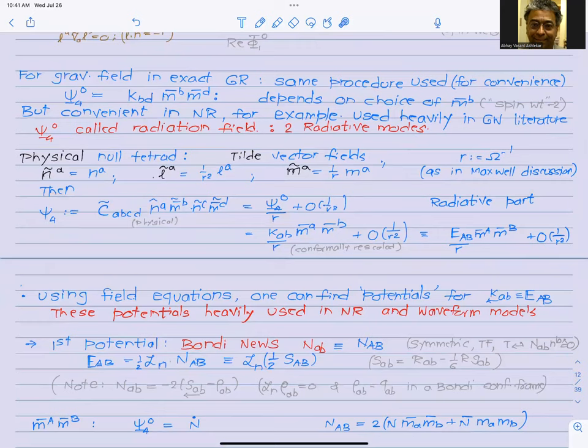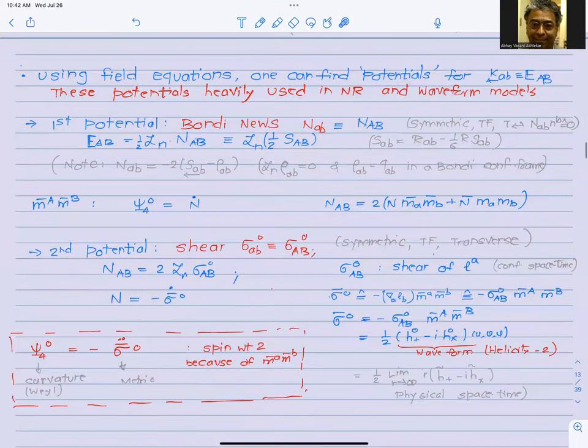And just like in Maxwell theory, where we took the Maxwell field and plugged into it n and m, here I'm plugging in n and m again, except that there are 2 n's and 2 m's now, because the Weyl tensor has 4 indices. And it turns out that psi 4 naught, that component, in fact falls like 1 upon r. And just like in Maxwell theory, this is what carries information about radiation.